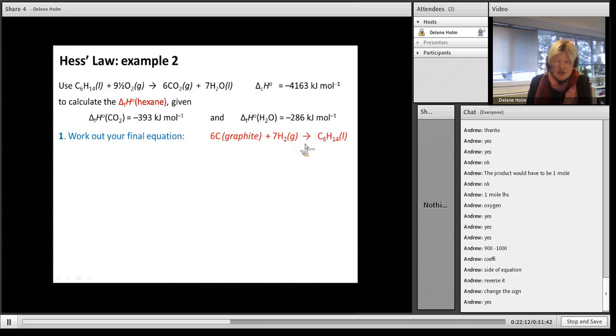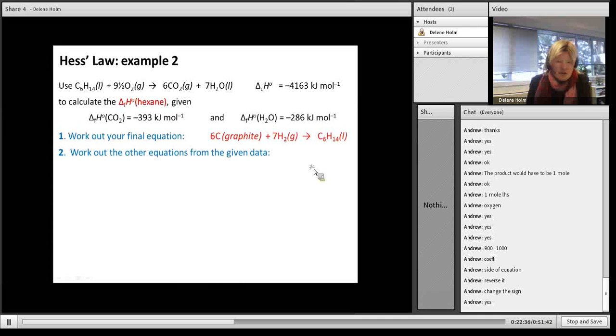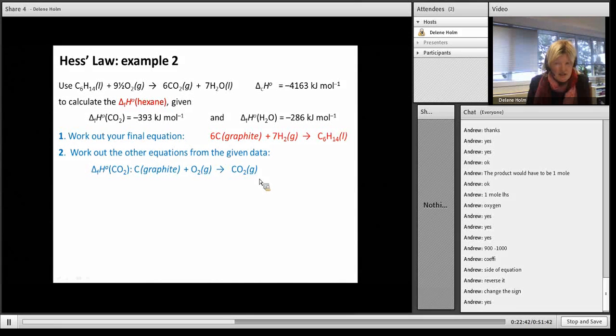Remember, the formation is 1 hexane from its elements in the standard state. So once you've done that, you now look at the given equations. You aren't actually given equations here apart from this one, which is a combustion of hexane, but you're given the value for the formation of carbon dioxide and the formation of water. So here's the equation you would work out for carbon dioxide. Remember, 1 carbon dioxide is 1 graphite and 1 oxygen, and the formation of water is 1 water from hydrogen and oxygen gas.